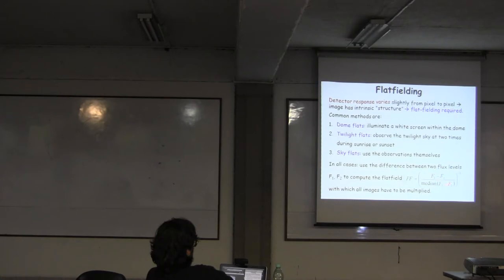You normalize it so that the average of everything is around unity, 1.000. And then you invert it, and this is the flat field. All the images that you observe need to be multiplied with that flat field. And then, if you did it right, your astronomical images will be flat. Okay?